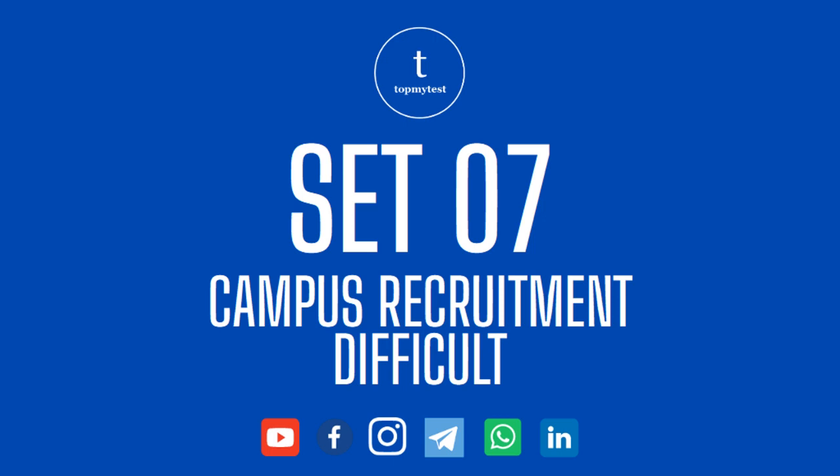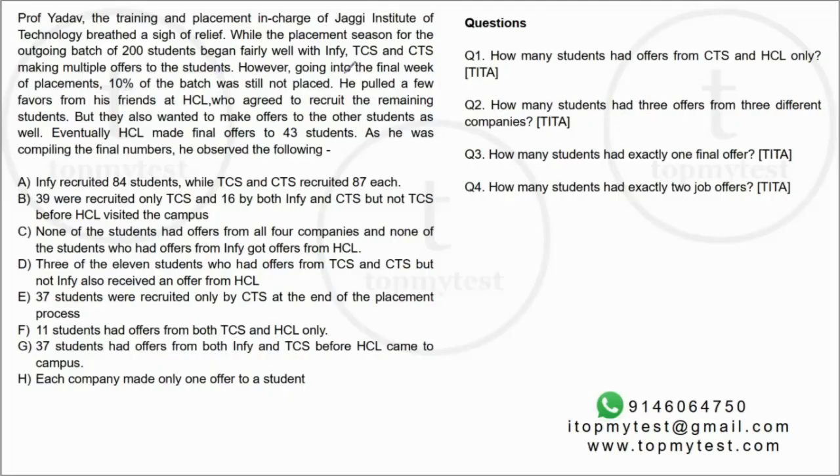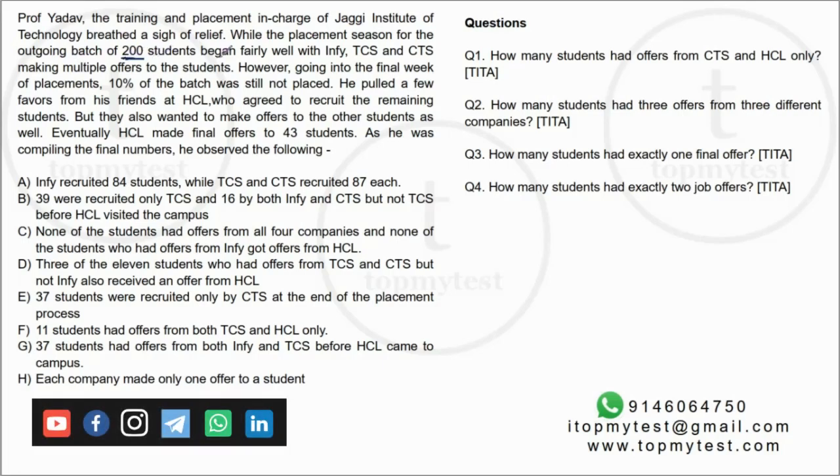So this is a question which is basically on Venn diagrams. Let's see what this says. Professor Yadav, the training and placement in charge of Jaggi Institute of Technology, breathed a sigh of relief. While the placement season for the outgoing batch of 200 students began fairly well, with Infi, TCS and CTS making multiple offers to students. So you had students getting more than one offer.